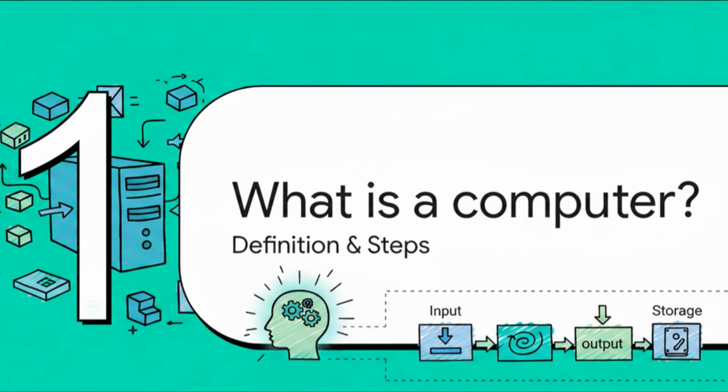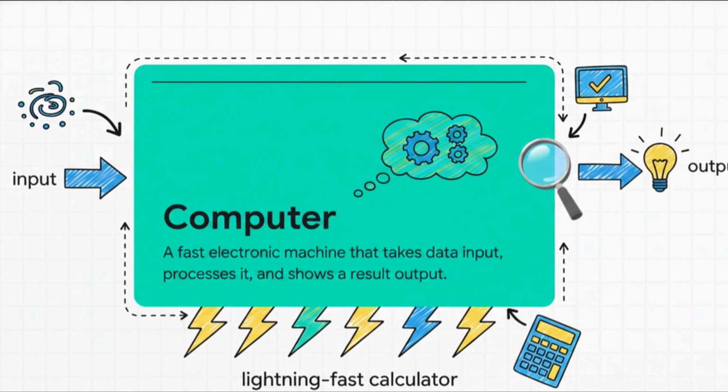Section 1. What exactly is a computer? Let's demystify exactly what this machine is built to do. At its absolute core, a computer is simply a really fast electronic machine. It takes data in as input, processes it, and then spits out a result as output. Seriously, the magic isn't in some mysterious mechanism, it's just in the fact that it operates as a lightning-fast calculator, handling massive amounts of data in literal milliseconds.